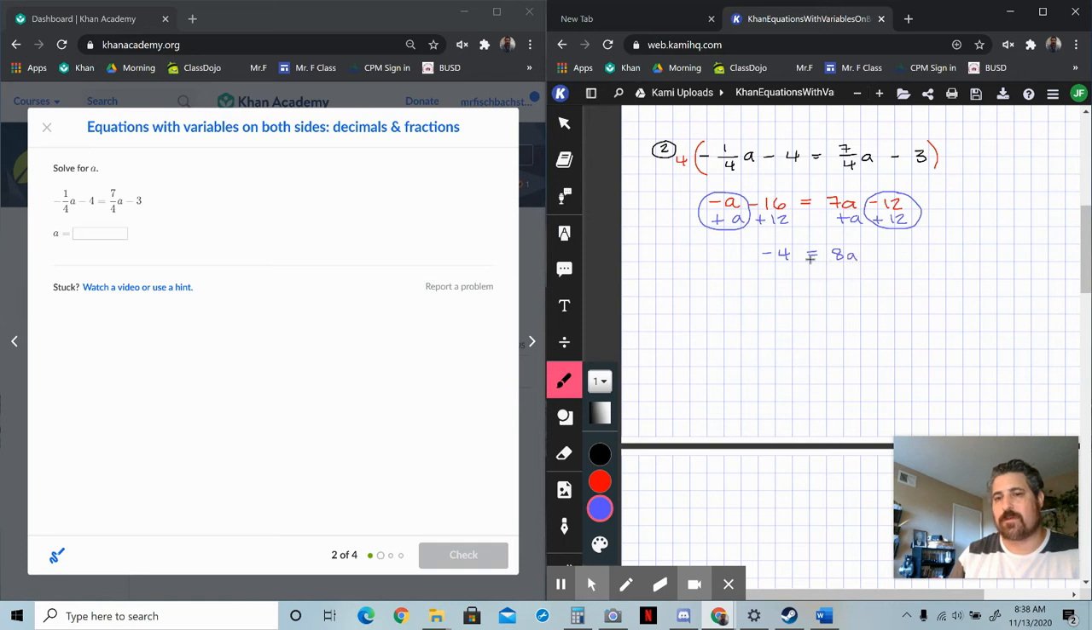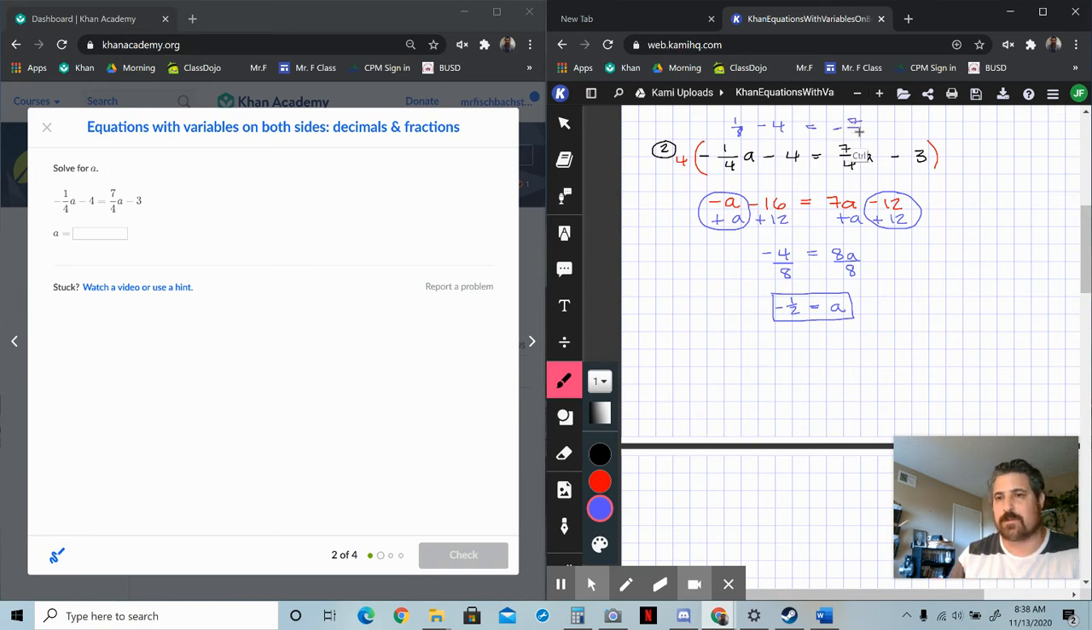You want the value of a, not 8a, so you're going to divide both sides by 8. How do you undo times by 8? Divide by 8. And you're going to get a is equal to negative 4 divided by 8, which is negative 1/2. There's your answer. So basically, let's check this real quick. Negative 1/4 times negative 1/2 is positive 1/8. So that's positive 1/8. You're going to minus 4 from that. And then that should be equal to over here, 7/4 times negative 1/2, which is going to be negative 7/8. So that's negative 7/8.